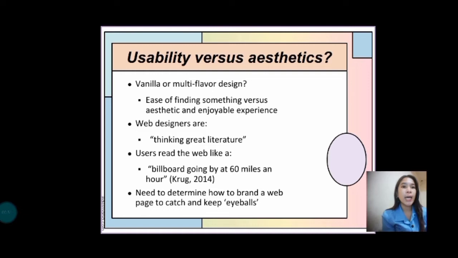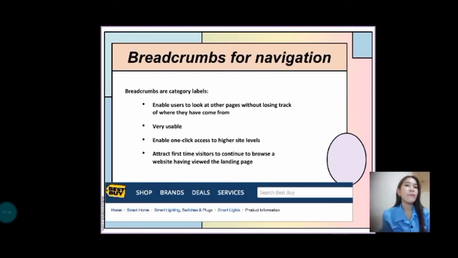So in web design, think of great literature: users read the web like a billboard going by at 60 miles an hour. Need to determine how to brand a web page to catch and keep eyeballs. Breadcrumbs for navigation.